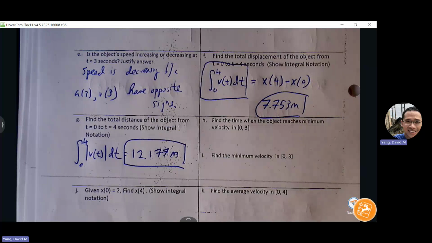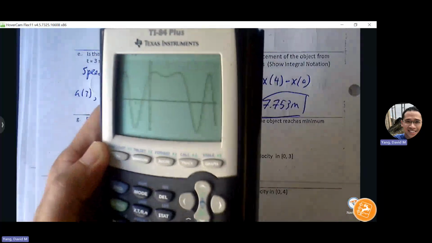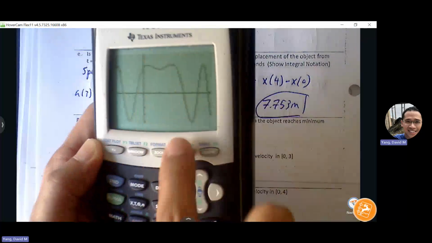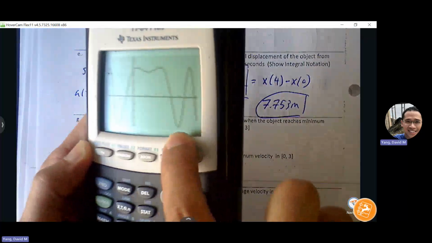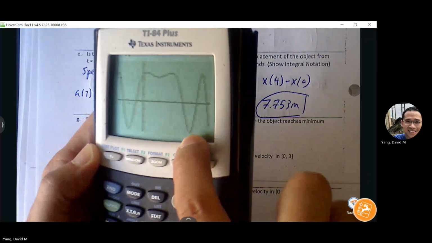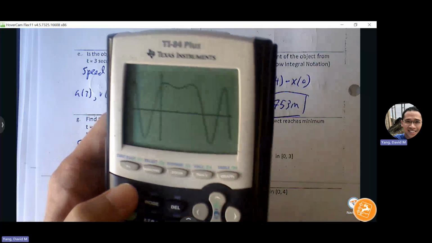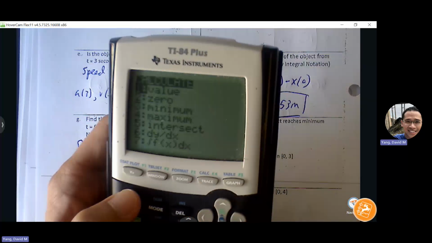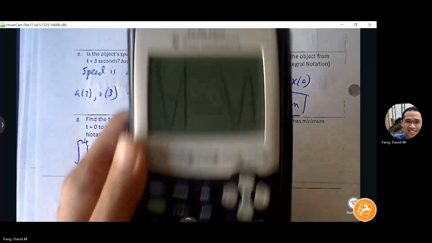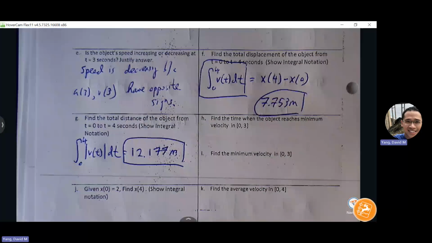Okay, part H, find the time when the object reaches minimum velocity. So this is the velocity function. So the minimum velocity is just going to be the lowest point in that interval, right? So it's going to be that point. So what you're going to do is second trace minimum. Okay, you're going to trace second trace minimum.